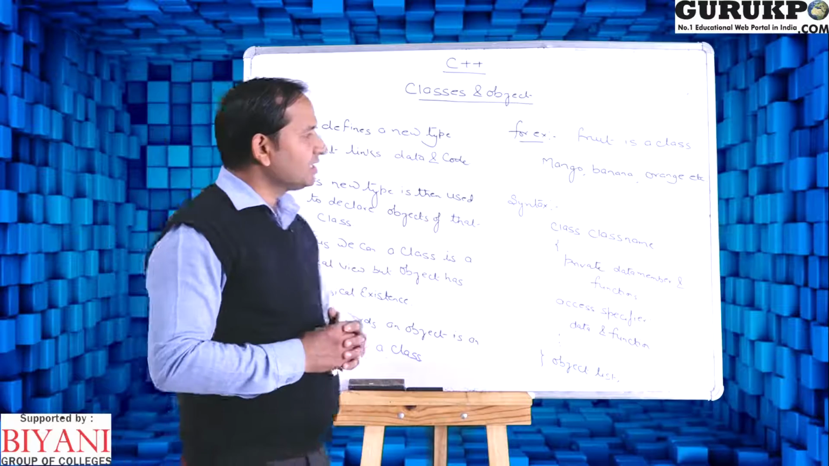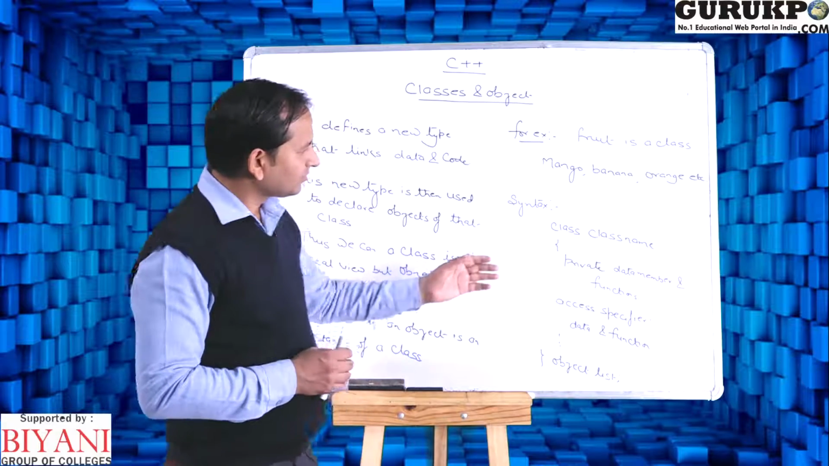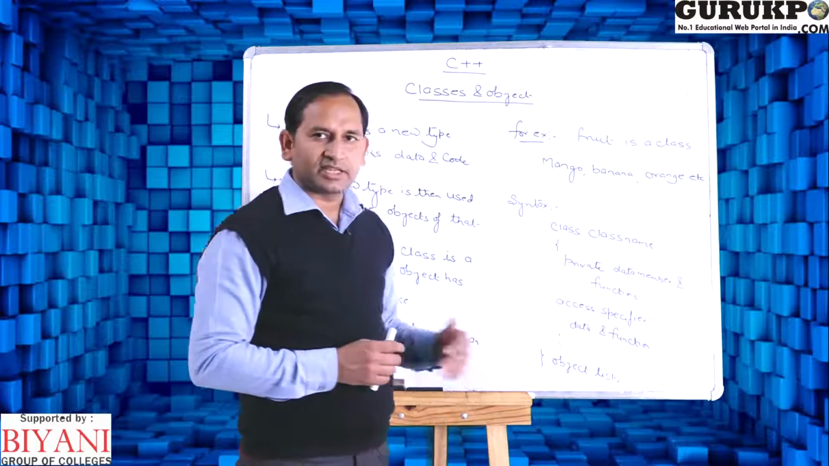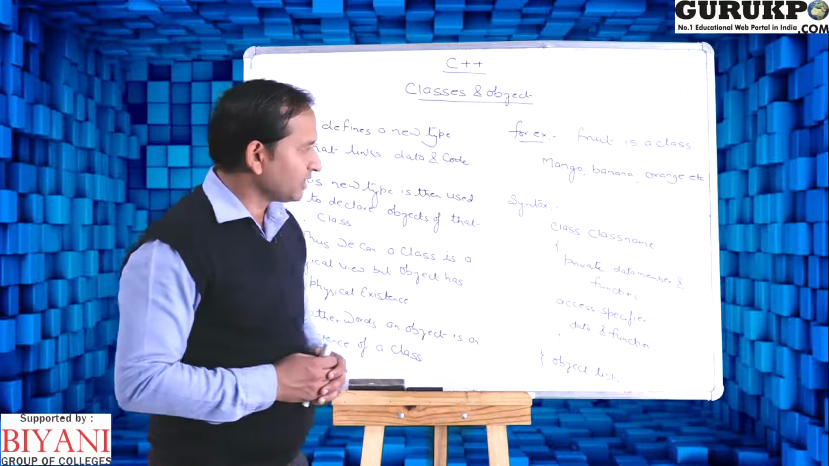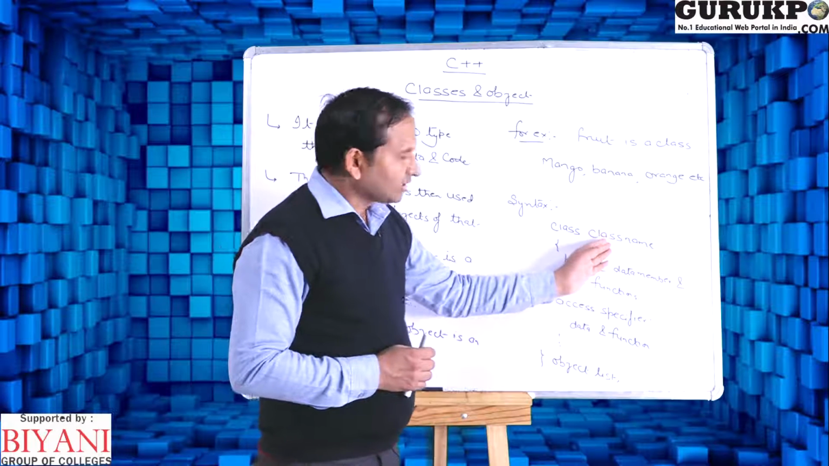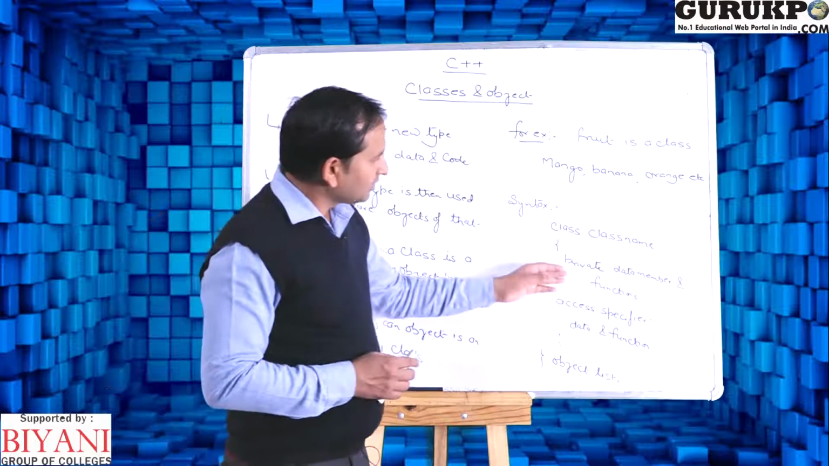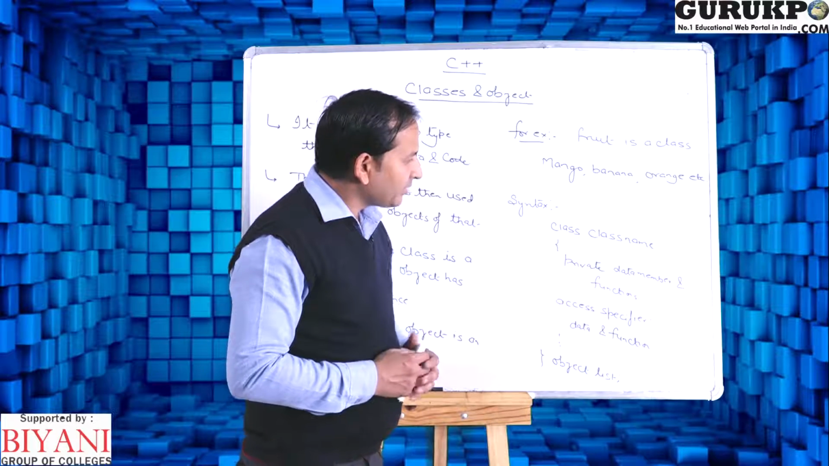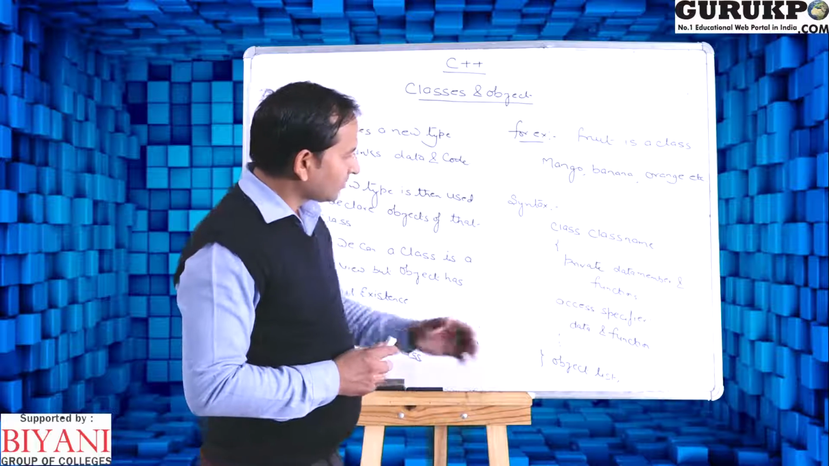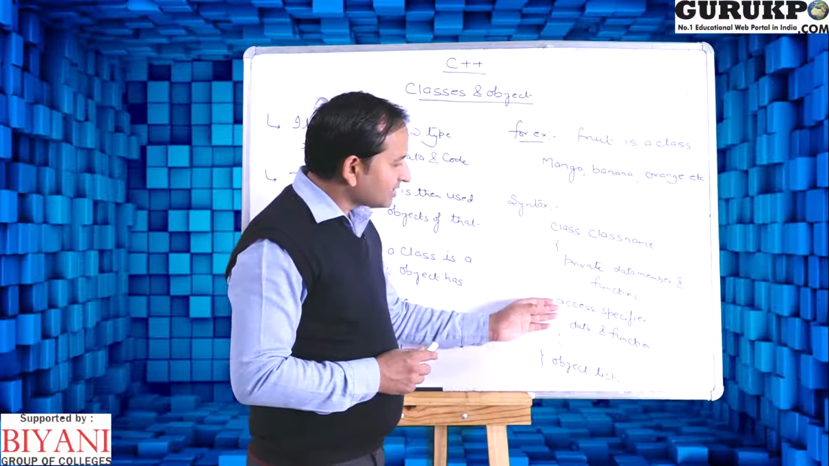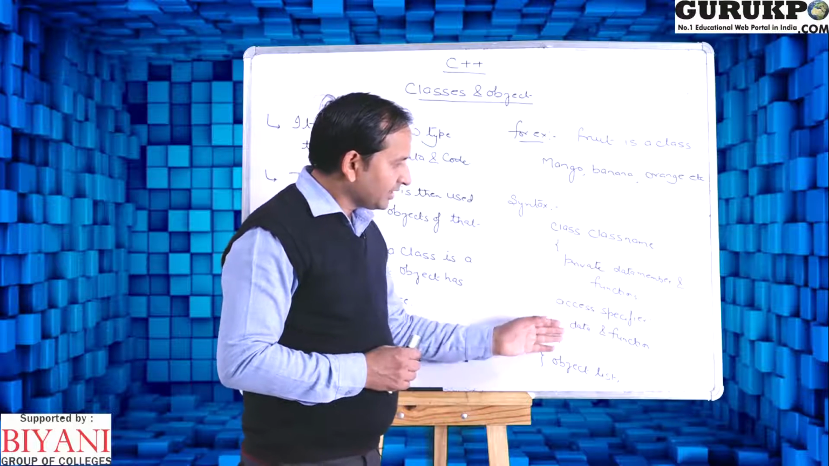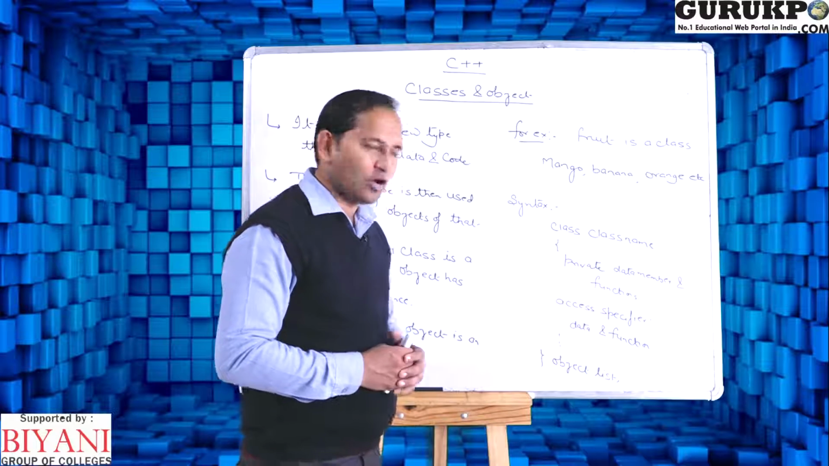Now, we discuss the syntax of a class. Class is a keyword in the C++ programming language, followed by the class name. The class name is always user defined. Then we use private data members and functions, access specifiers, data and functions, and the last one, the object list.